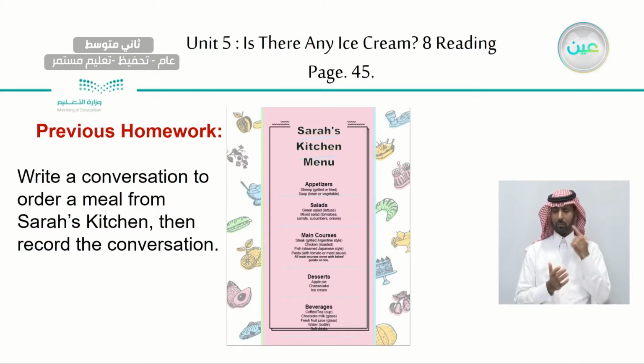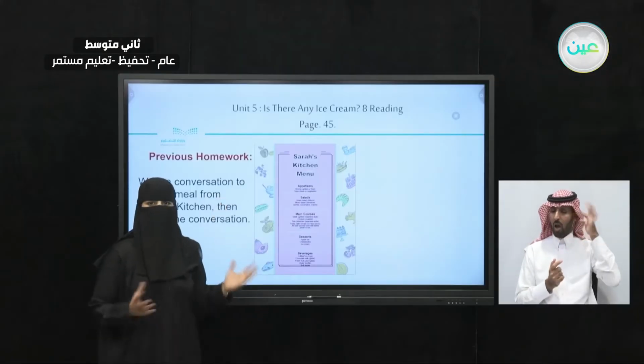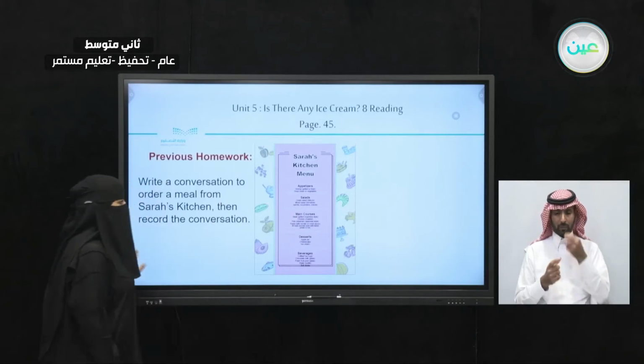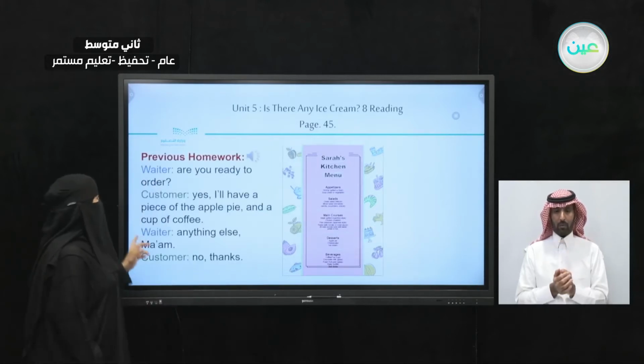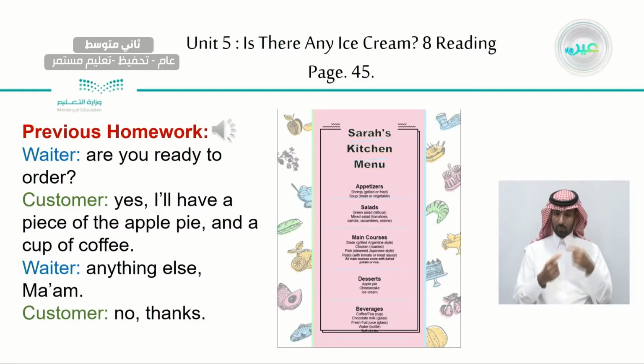You were asked to write a conversation to order a meal from Sarah's kitchen, then record the conversation. As you can see here, I did put the picture of the menu, right? You can see appetizers, salads, main courses, desserts, and beverages. You were asked to choose any of these to order a meal. Now, let's see an example of this. Here is a conversation between a waiter and the customer. Let's hear the conversation and look at the questions and the answers.